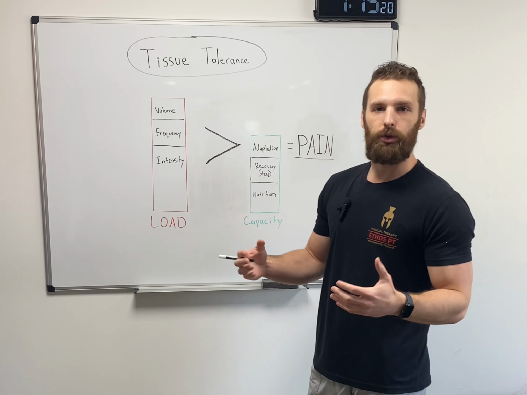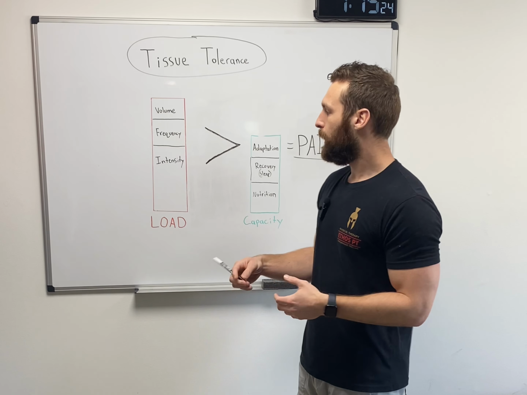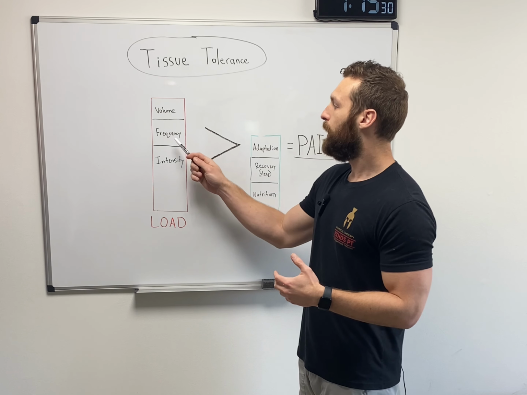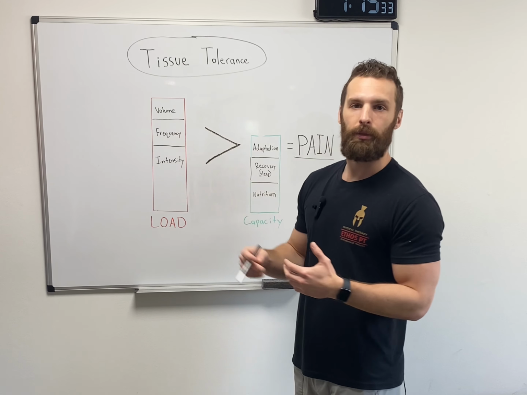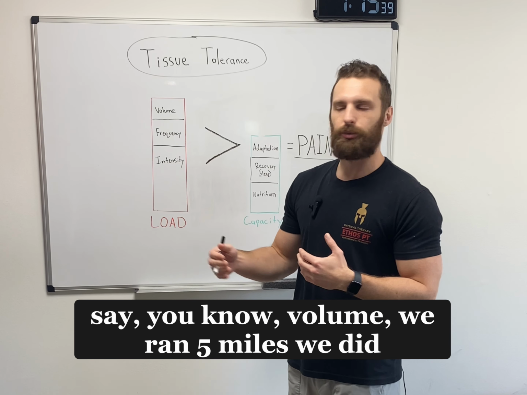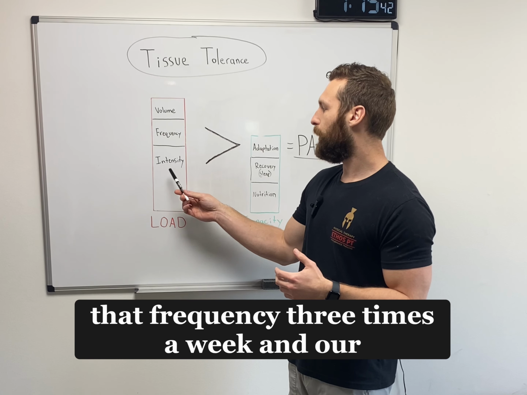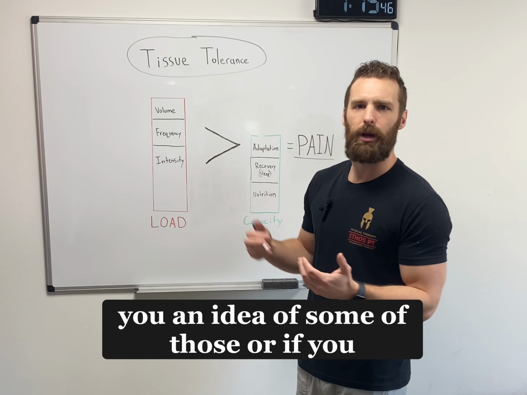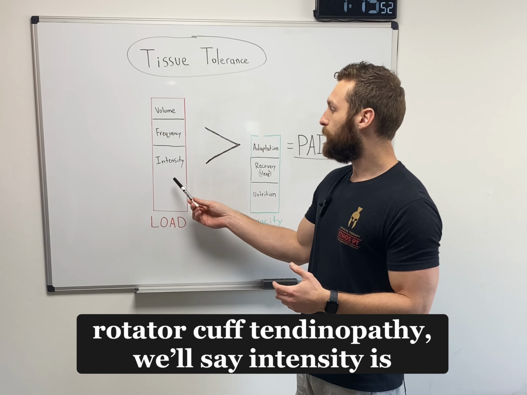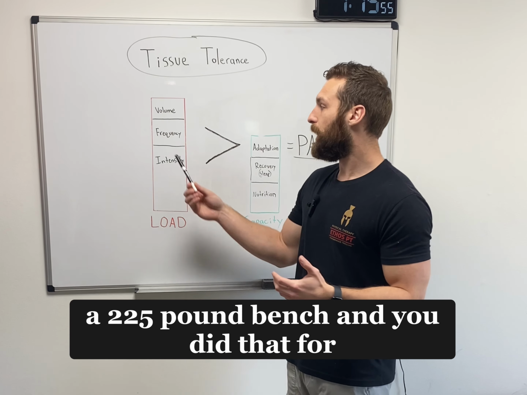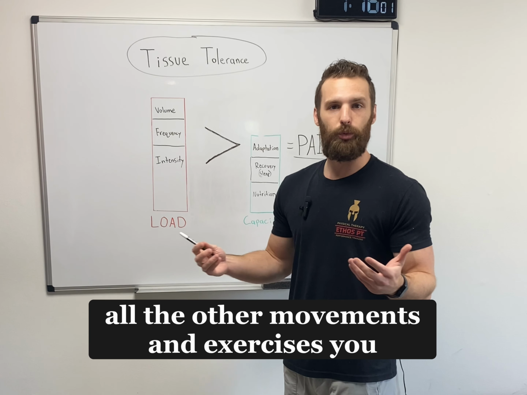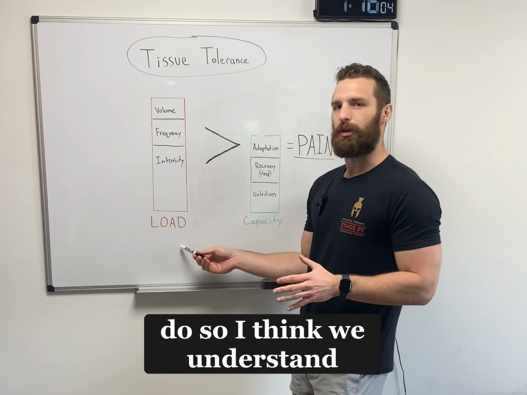We'll start with load. So that is the stress we put on a tissue. That can be the intensity, meaning the weight of, say, an exercise or the intensity of a movement, the frequency, how often we're doing it, and volume. So let's talk about running, right? Say, volume, we ran 5 miles, we did that frequency 3 times a week, and our pace was a 6-minute mile. Just to give you an idea of some of those. Or if you want to talk about the shoulder and maybe rotator cuff tendinopathy, we'll say intensity is a 225-pound bench, and you did that for 5 sets, and we did that multiple times a week, but you also have to think about all the other movements and exercises you do. So I think we understand load.